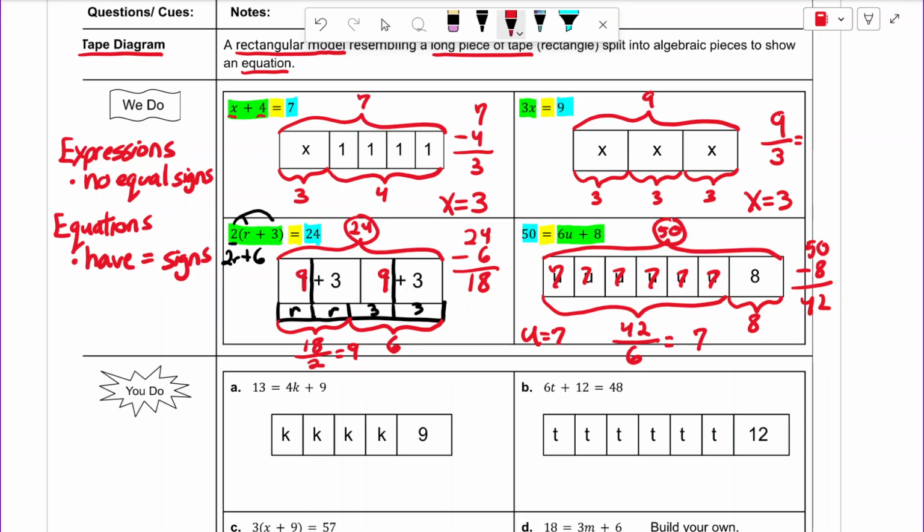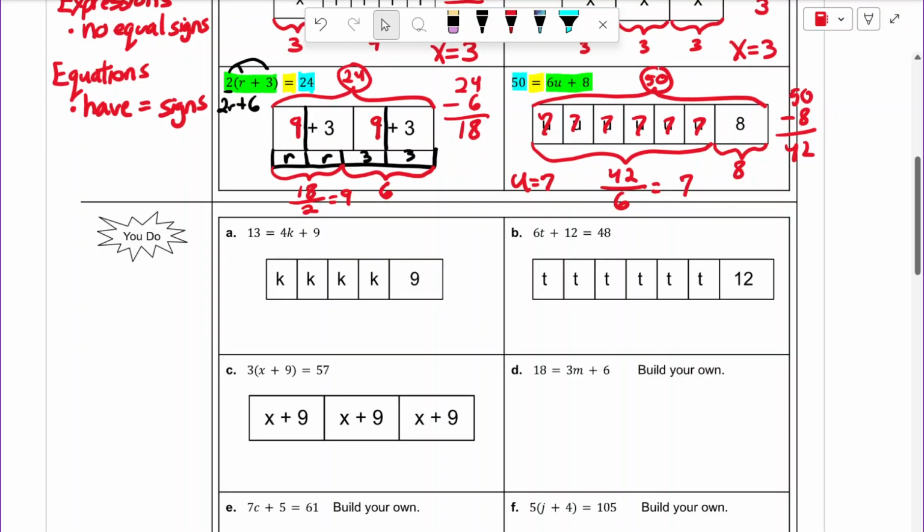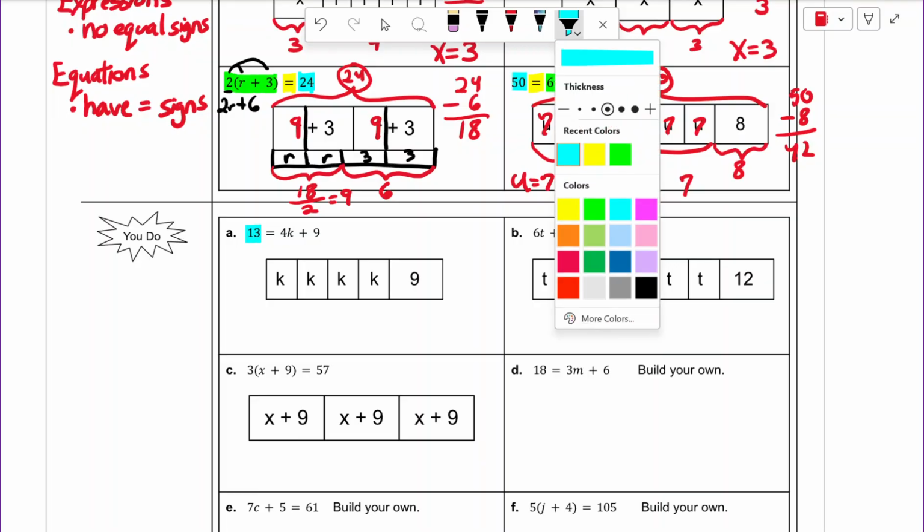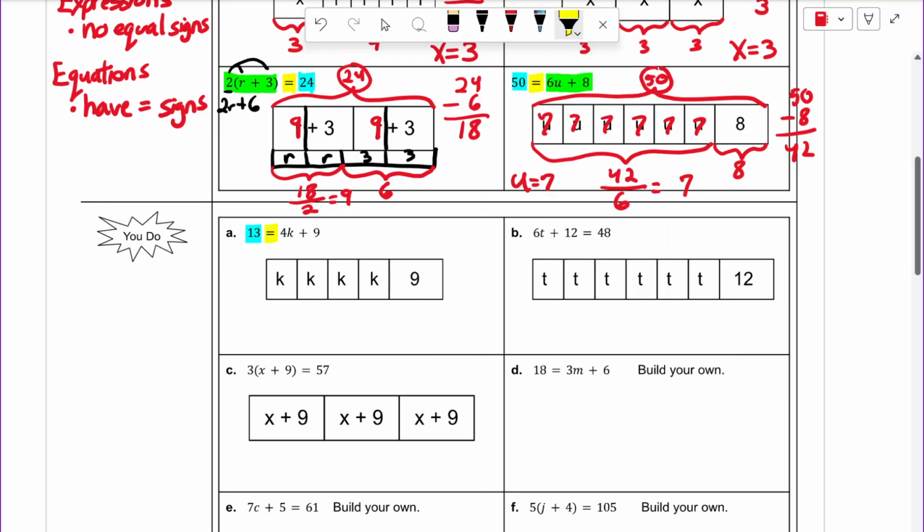And now it's your turn. I'm going to get you started on A. We'll work through it together. But if you can work ahead of me, that would be phenomenal. Okay, so you have pieces of it. We have 13, which is what the other side is worth. And then we have the equal sign here. And then we have the other side, 4k plus 9.